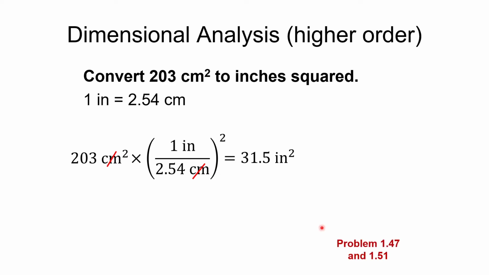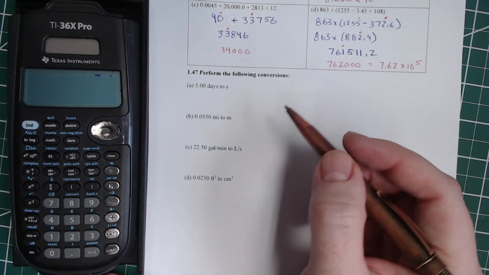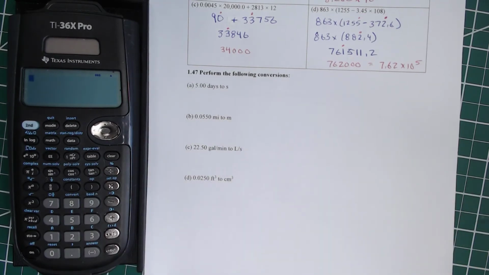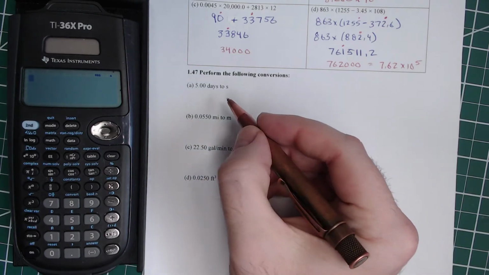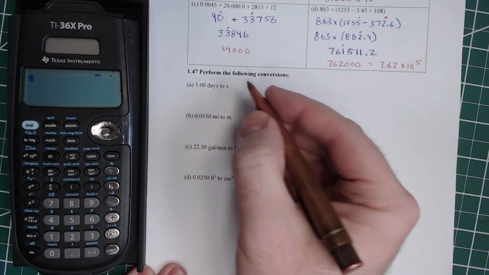All right, so now we're going to look at number 47 on the in-class assignment. So let's come over here to number 47, in-class assignment. And I got my calculator. All right, so the very first problem is a very simple problem. 5.00 days, and we want to convert that to seconds.